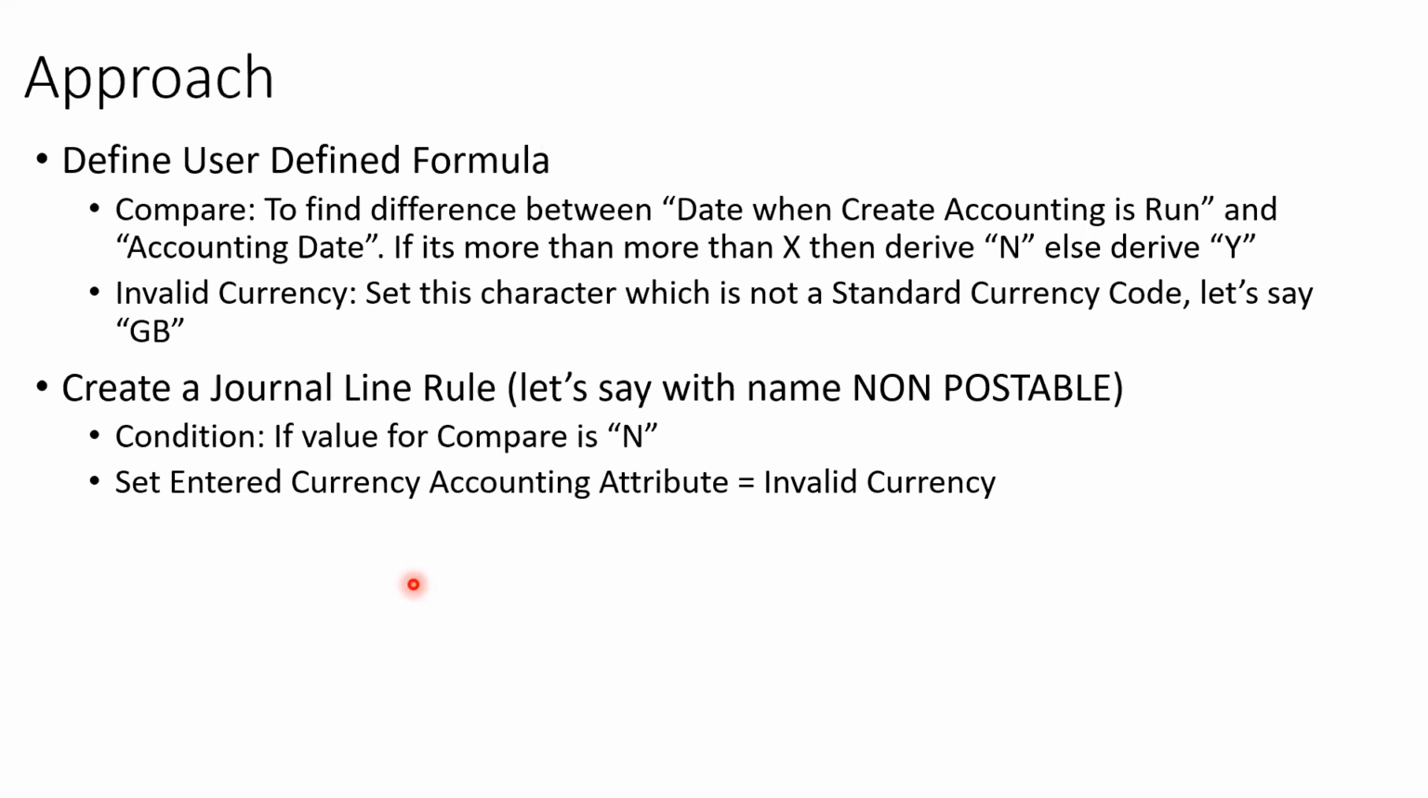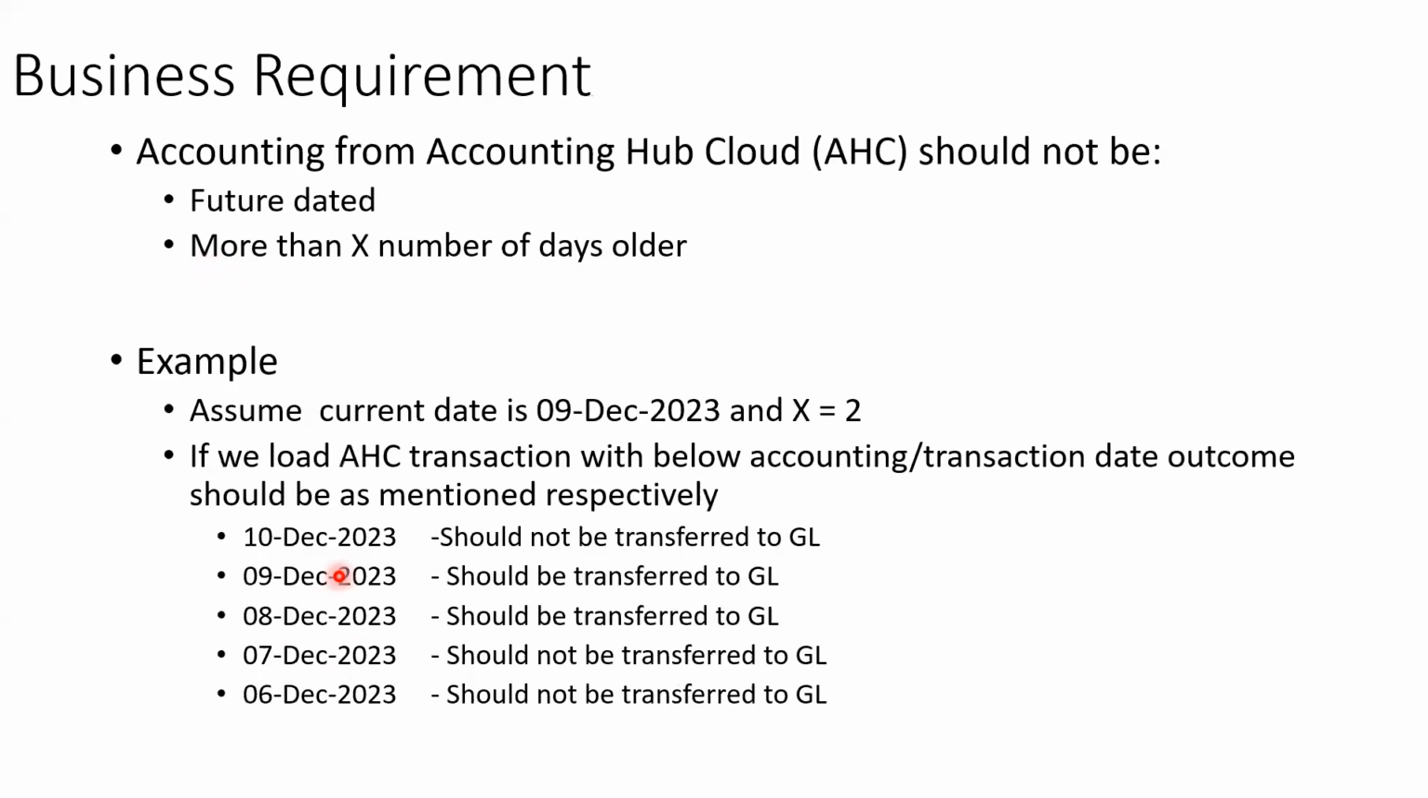So the approach we have taken is as follows. First, define a user-defined formula, which in short is called UDF. The one UDF we define is called compare. You can give any other name, but I have named it compare here. This user-defined formula is to find the difference between the date when we are running create accounting, in our example 9th of December, and the accounting date of the transaction, which is either 10th of December, 9th of December, or 8th of December, depending on which transaction we are accounting.